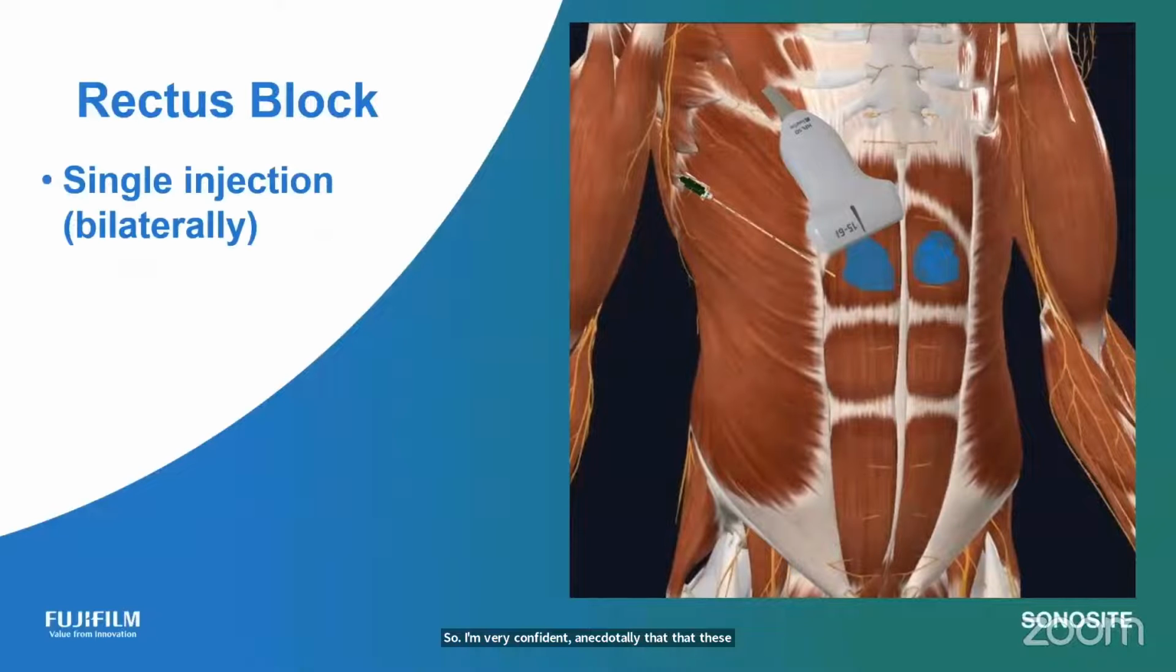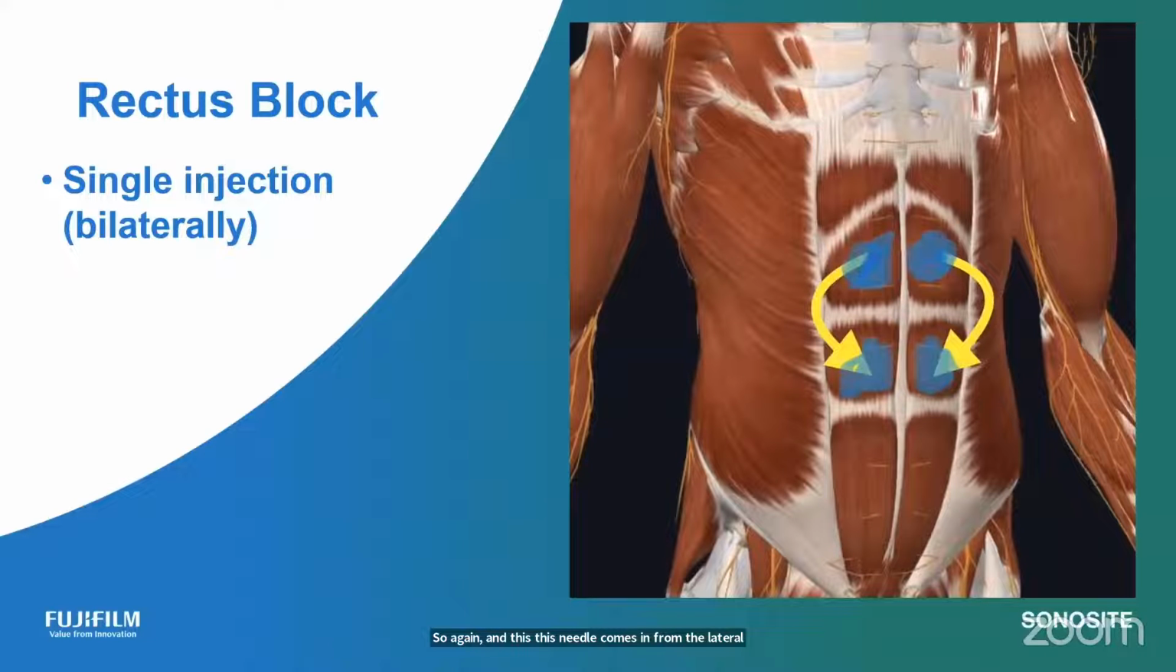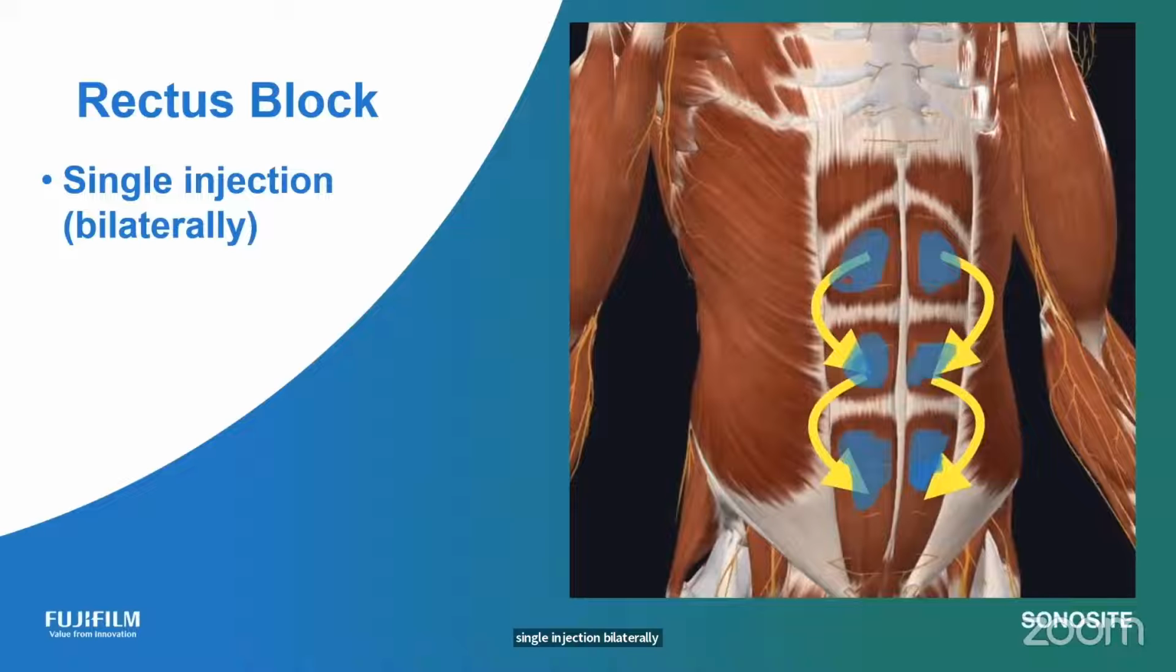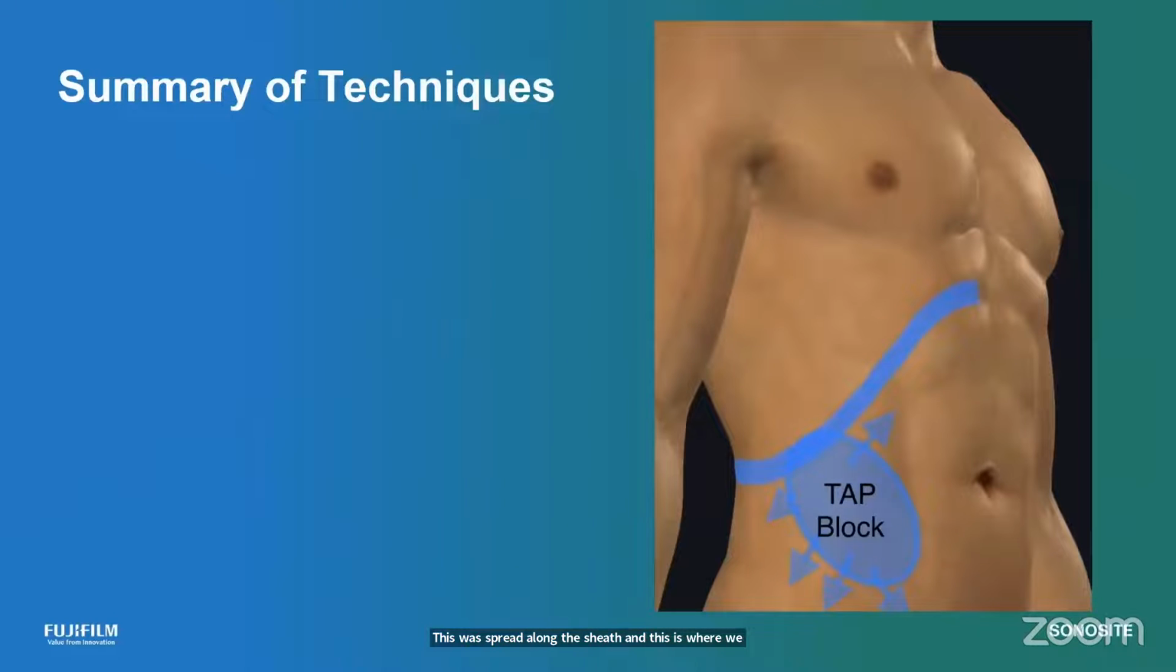So again, this needle comes in from the lateral side only because I thought I would run out of room if it came from the medial side. But you can see a single injection bilaterally. This will spread along the sheath, and this is where we get great coverage from the rectus block, even for midline incisions. So to summarize this again, this is our TAP block incision.